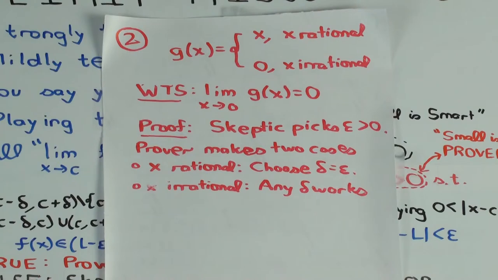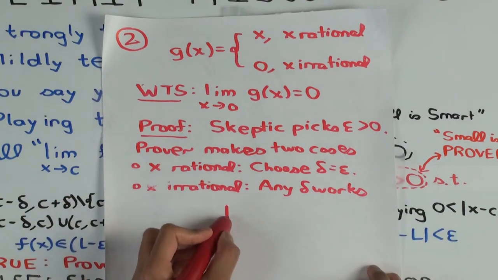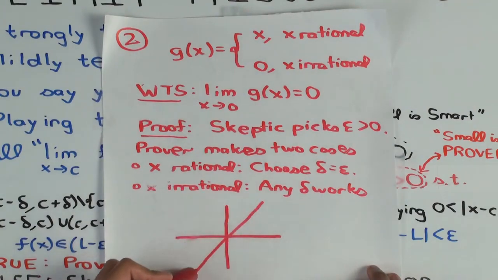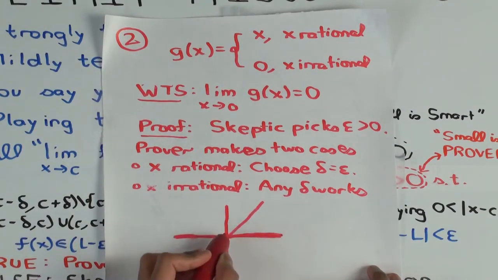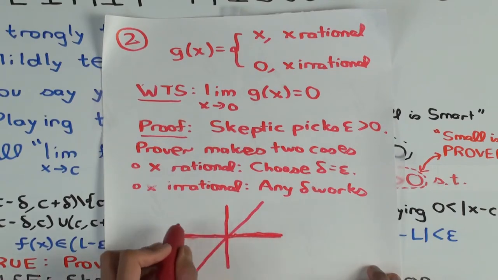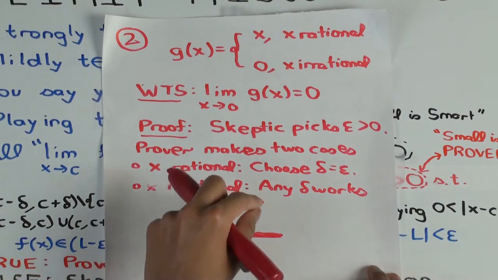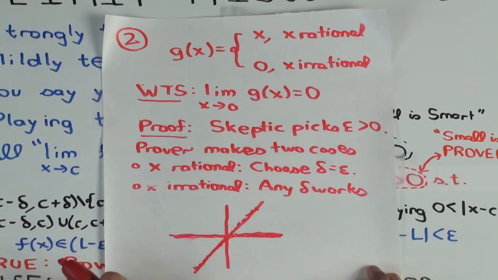Okay, so this one says there's a function defined piecewise. It's defined as g(x) is x when x is rational and 0 when x is irrational. So what would this look like? Well, pictorially, there's a line y equals x, and there's the x-axis. And the graph is just the irrational x-coordinate parts of this line and the rational x-coordinate parts of this line. So it's kind of like both these lines, but only parts of them, right?